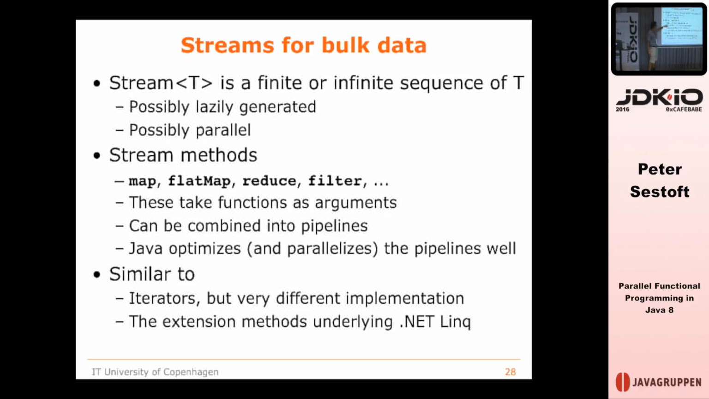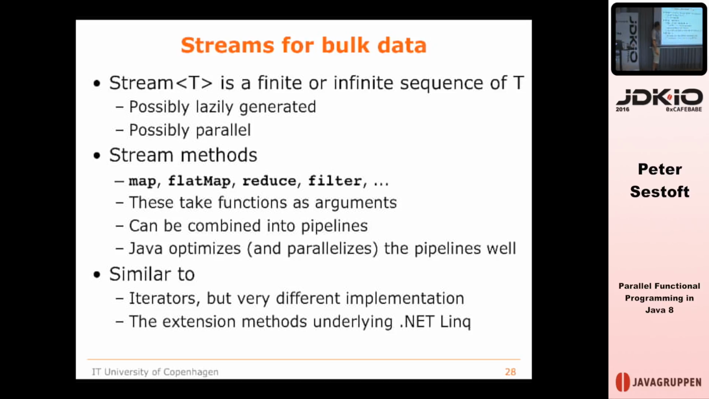There are some predefined stream methods like map that takes a stream and transforms all elements of the stream into a new stream. Flat map, reduce, filter, and so on. Things that are known from functional programming. These all take functions as arguments, so they're higher order functions, very generic things that are parameterized with other functions. These can be combined into pipelines, so you can transform a string in several steps, as we'll show.